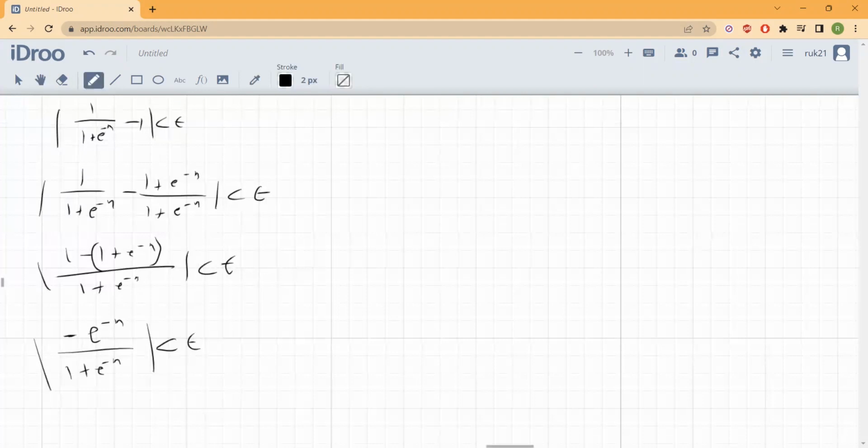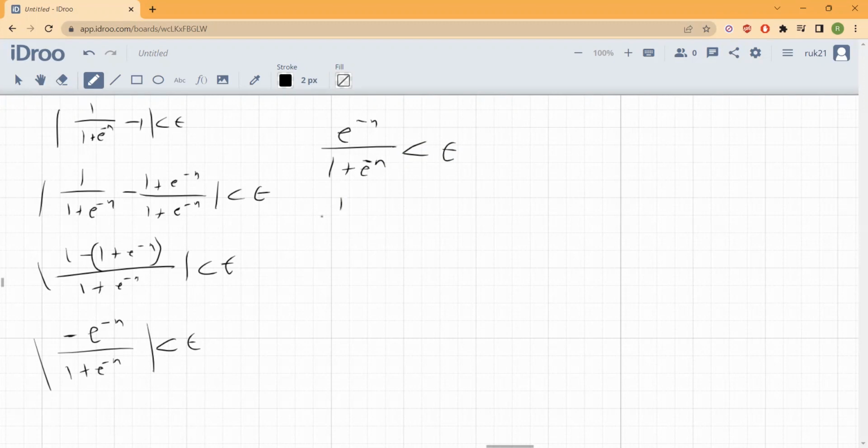So then we know the bottom is always going to be positive here. So we know we can remove the absolute value sign, just get rid of that negative. So we're going to get e to the negative n over 1 plus e to the negative n is smaller than epsilon. Finally, we're going to simplify this even further.